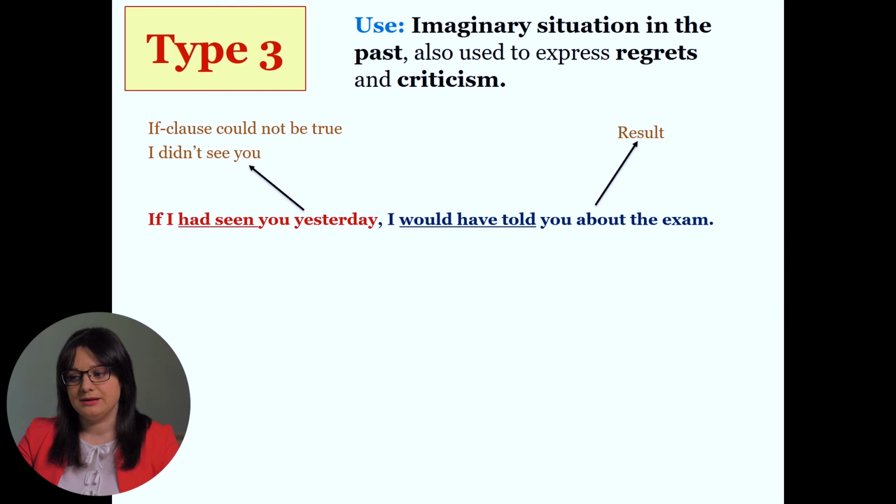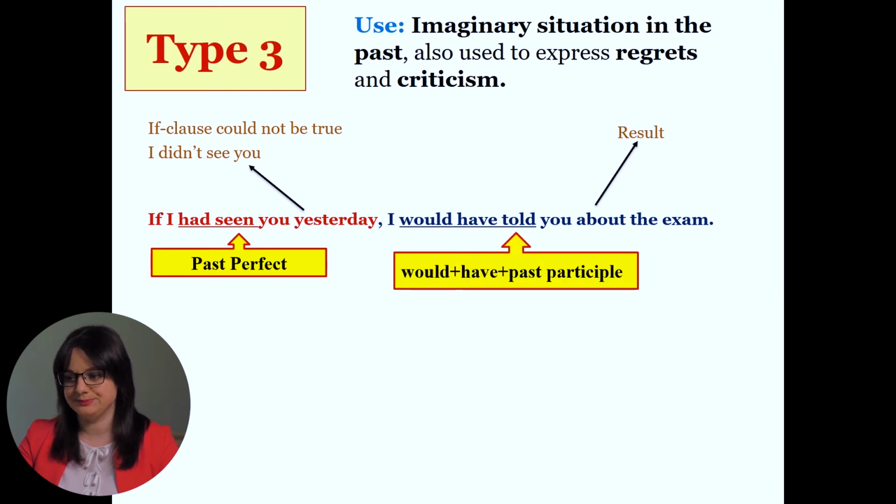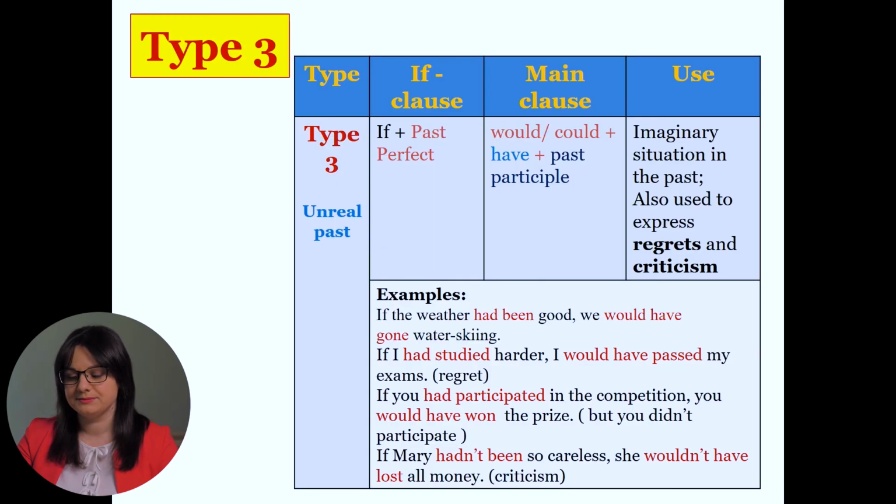In type 3, in the if clause, we use past perfect tense. And in the main clause, we use the structure would plus have plus past participle. Remember, type 3 expresses an imaginary situation in the past. It is also used to express regrets and criticism. Have a look at the examples.